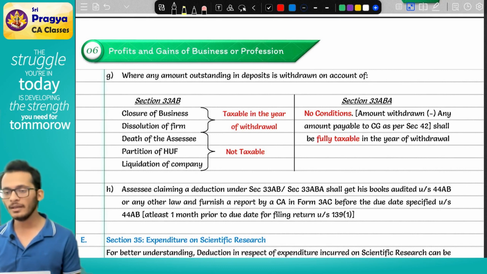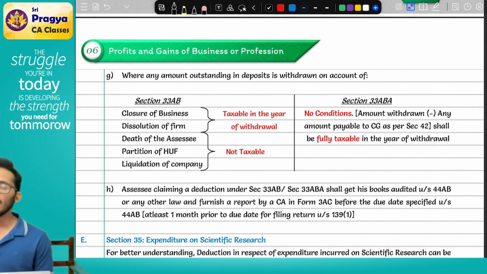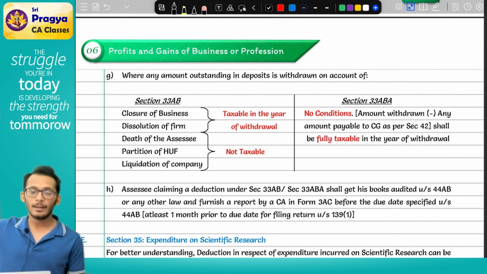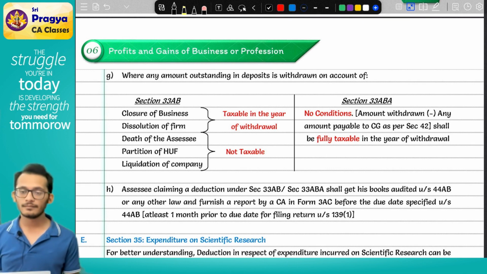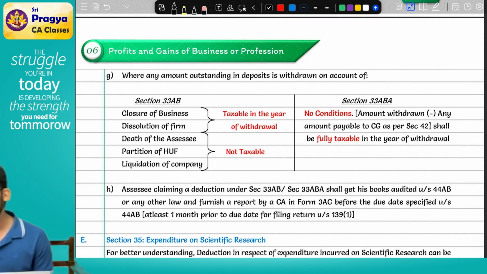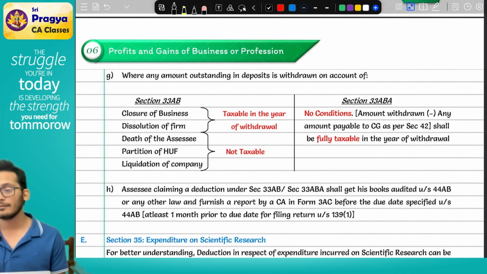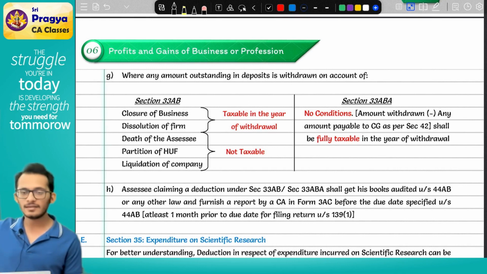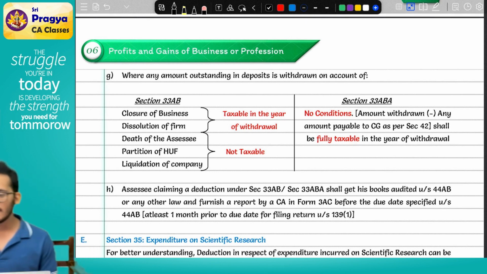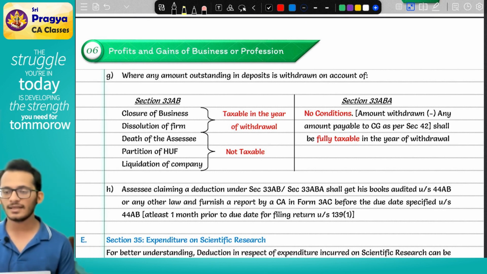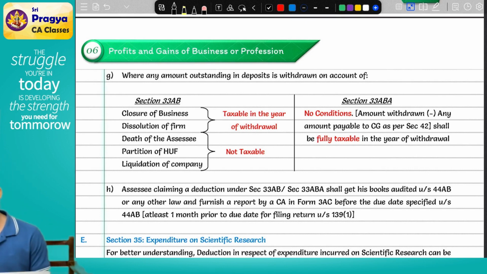If it is closing because the assessee died, because the HUF got partition, or because the company got liquidated, hey, is this something which you made a decision on, or just because it happened? It happened. In that case, it is not taxable, because it is a genuine case. But all these conditions are there only for tea, coffee, and rubber development.